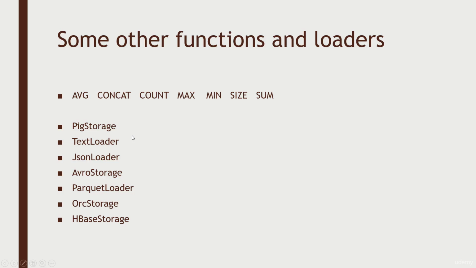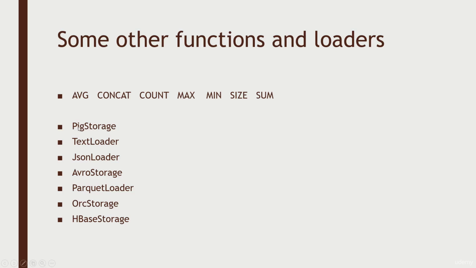A few other things to go through. We looked at AVG, average, for computing the average of a bunch of stuff in a bag. We can also use concatenation, count to count up how many things are in a bag, max to get the maximum value, min to get the minimum value, size, and sum. Sum just adds it all up. And lastly, we have different storage classes here that we can use.